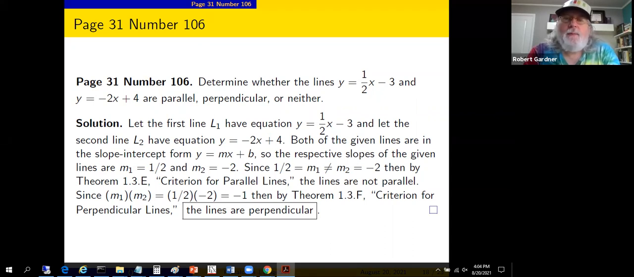So let me sing the praises again of y equals mx plus b, point slope form. I'm sorry, slope-intercept form. It's easy to read the slope off when it's in y equals mx plus b form. So here's a reason to like that. I like it because it's easy to tell what the slope is, and I like it because it's a unique representation of the line. There's only one slope-intercept form for the equation of a line.